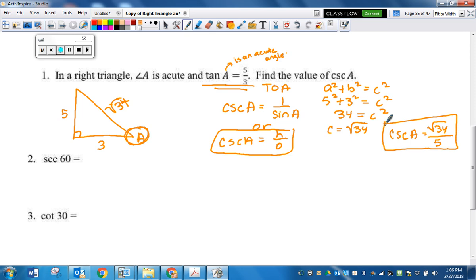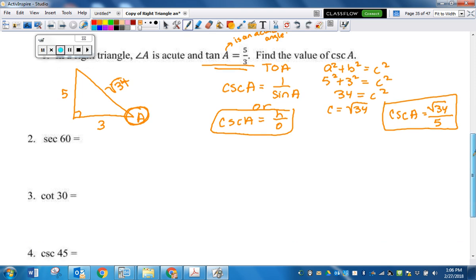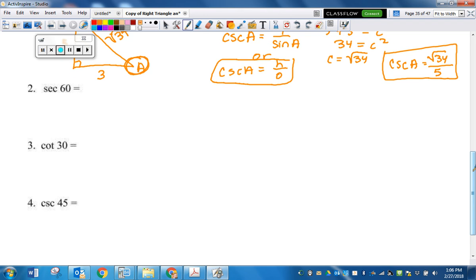And that would be my final answer. All right. What about, more specifically, secant of 60? Okay, so I know what they're telling me here. Since I'm looking for 60, I have to have a right triangle, because I'm dealing with trig. One of the angles has to be 60. So that means this is really a 30, 60, 90.